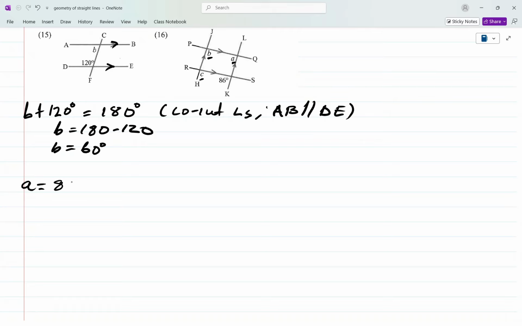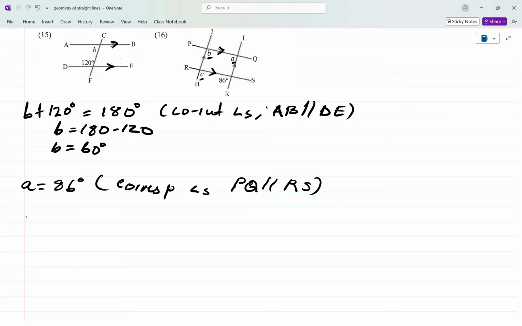I'll be saying A is the same as 86. You may recall that this one is slightly similar to the second of the first questions that we've done. And then I'll be saying A is 86 because of corresponding angles. PQ is parallel to RS. Then you can replace your A with 86.